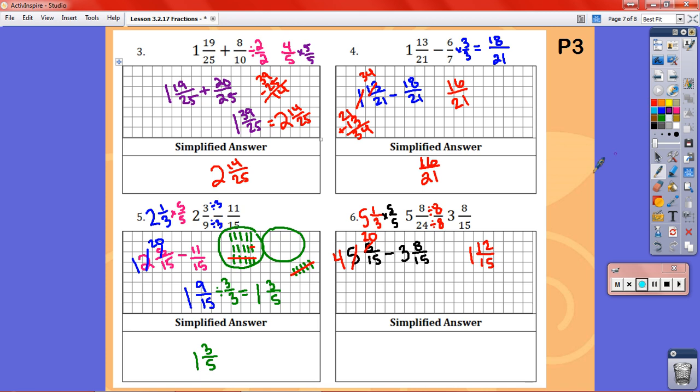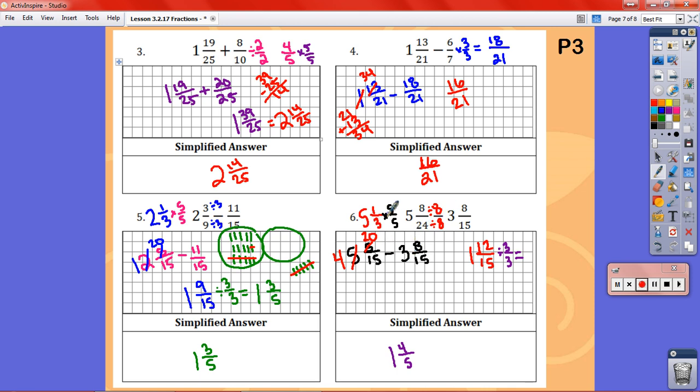And of course I can simplify, divide by 3, and I get 1, and 12 divided by 3 is 4, 15 divided by 3 is 5. 1 and 4/5. And I can show that with pictures.